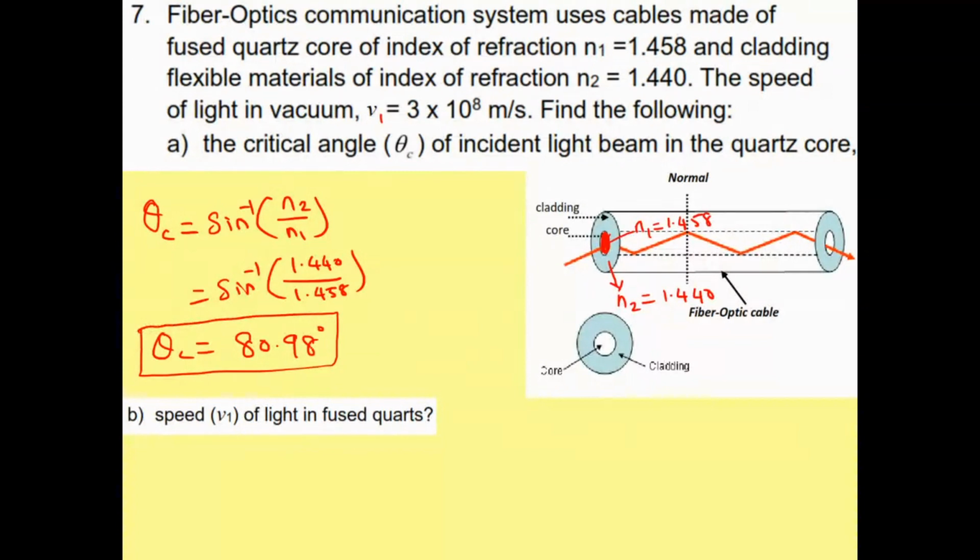Clear? Okay. Now we have to answer the second question. What is given in the second question? The speed of the light in the fused quartz. We are going to find what the speed in the quartz should be. For that, we have to use a rule. I'm going to use the formula for refractive index. What is the formula for refractive index? N1 is equal to the speed of the light in the air medium over the speed of the light in the medium.